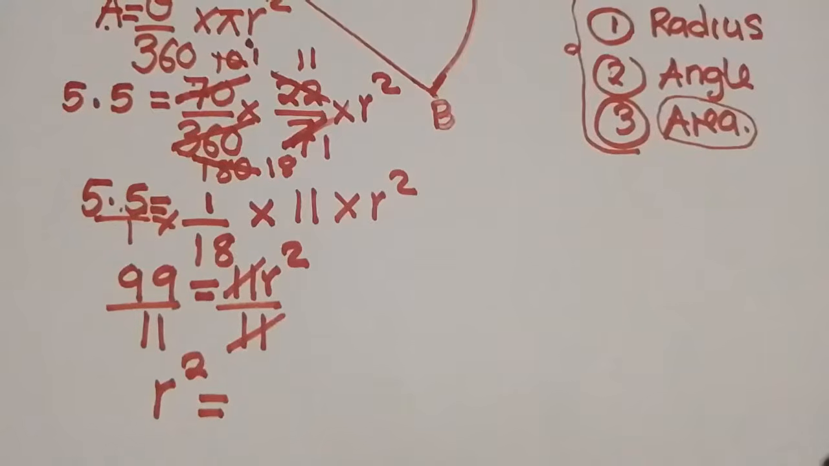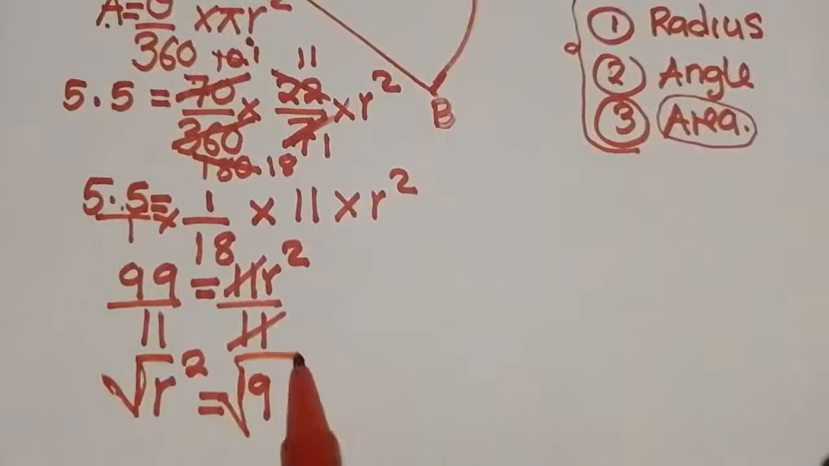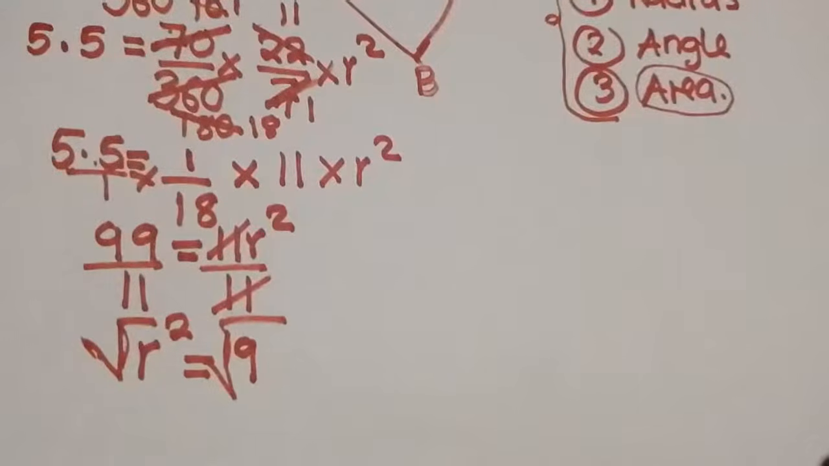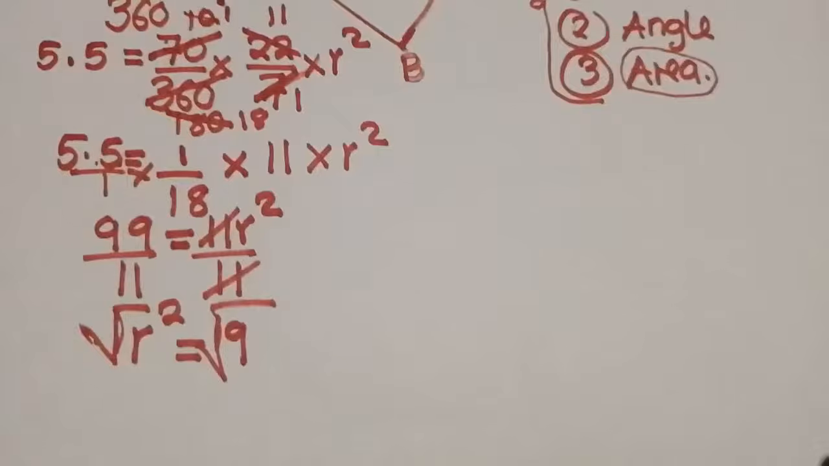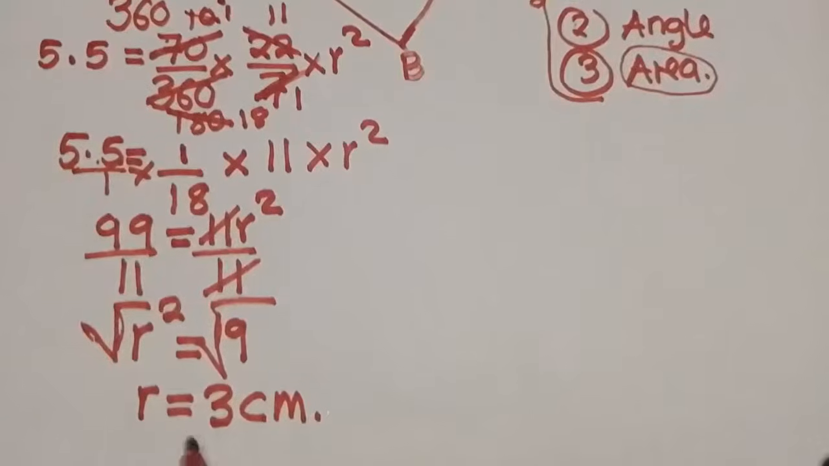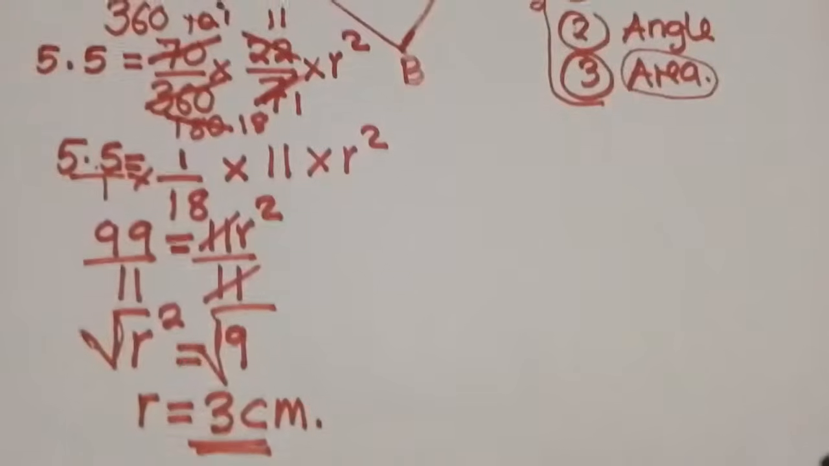What are you going to get? 9. Then you introduce the square root. So what is the square root of 9? The square root of 9 is 3. So which means the radius is equal to 3. Then you say 3 centimeters, because the area is in centimeters squared. So which means you've calculated the radius. This is how we calculate the radius.